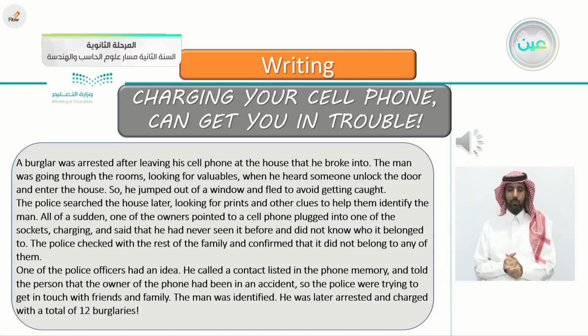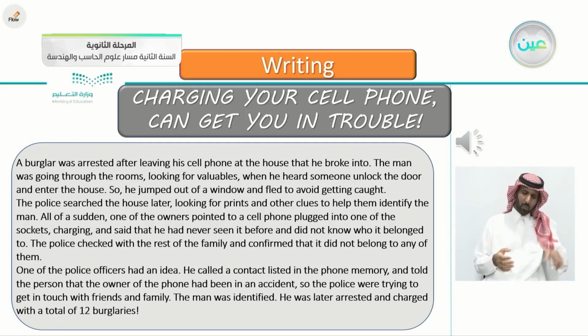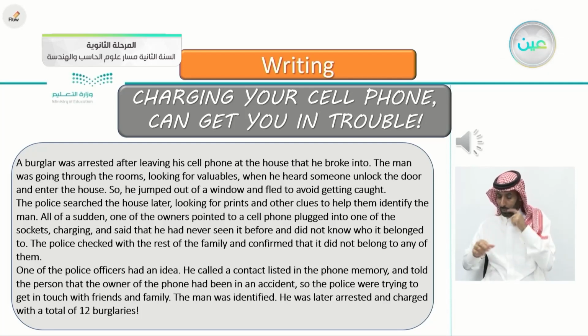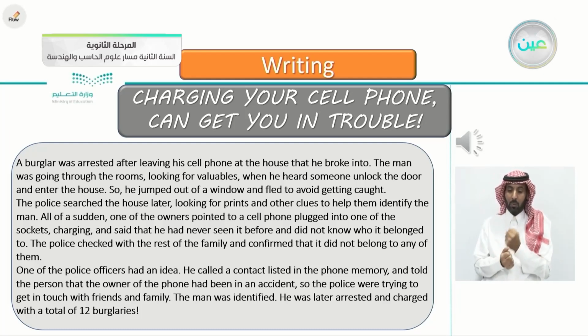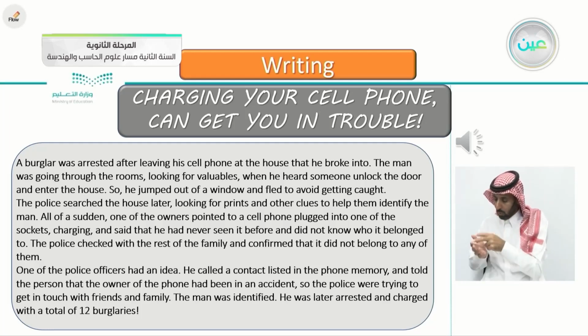Let's listen. A burglar was arrested after leaving his cell phone at the house that he broke into. The man was going through the rooms, looking for valuables, when he heard someone unlock the door and enter the house. So, he jumped out of a window and fled to avoid getting caught. The police searched the house later, looking for prints and other clues to help them identify the man.